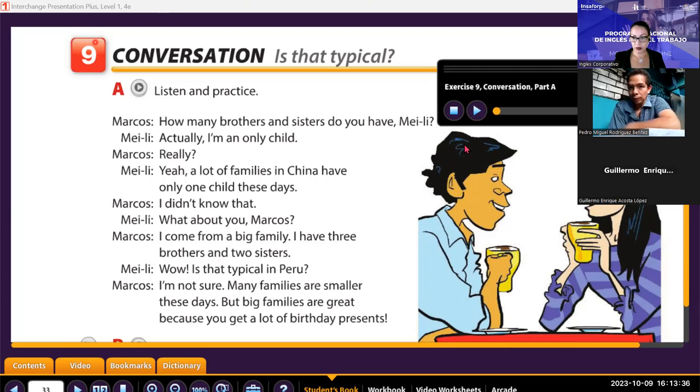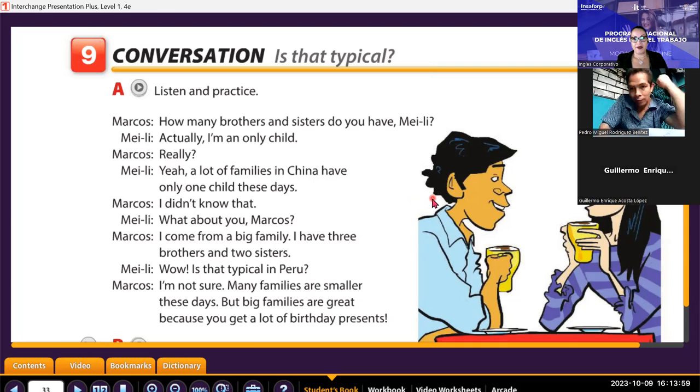I come from a big family. I have three brothers and two sisters. Wow. Is that typical in Peru? I'm not sure. Many families are smaller these days, but big families are great because you get a lot of birthday presents. Okay, let's review a couple of words.